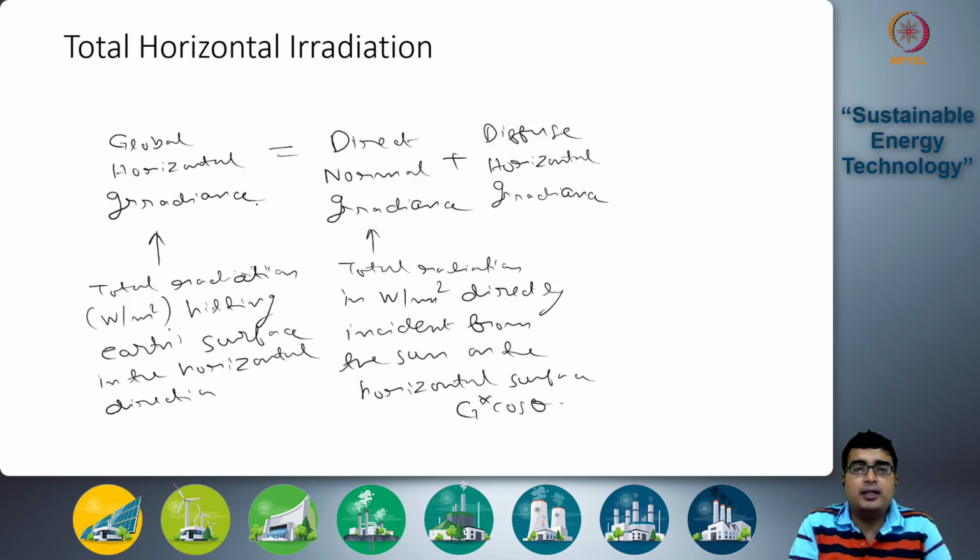So the global horizontal irradiance, the total radiation in watts per meter square hitting the Earth's surface in the horizontal direction, is equal to the direct horizontal irradiance, which is G star cos theta, the total radiation in watts per meter square directly incident from the sun on the horizontal surface, plus the diffuse horizontal irradiance that is coming from all over the sky.